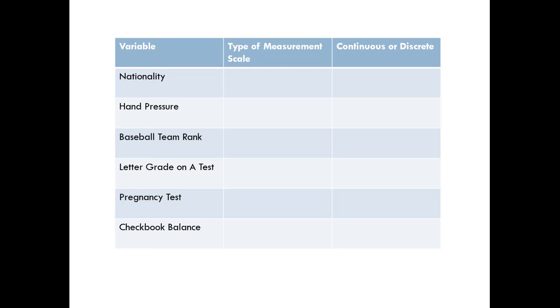Next, I would like you to determine if each one is discrete or continuous. Can it be placed into set categories and only consist of whole numbers? Or is it on a sliding scale that can be broken down into decimals? So at this point, I want you to complete this table on your piece of scratch paper, and you can go ahead and pause this video because I'm getting ready to provide the answers.